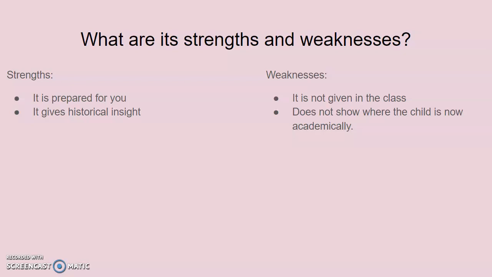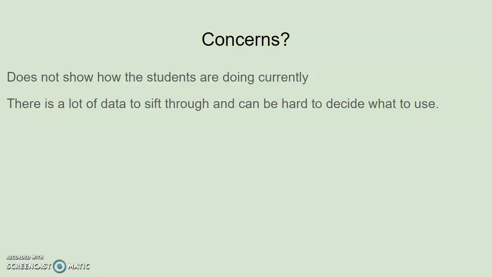Another thing is that it doesn't show where the child is now academically. Since these are documents and records that have been prepared before, so maybe it was in the previous school year, maybe it was something about the school from the previous school year, or it's things that have been done earlier in the school year that you're in right then. It's not really showing how the student is performing academically at that moment. It's giving you previous examples, but not current examples.